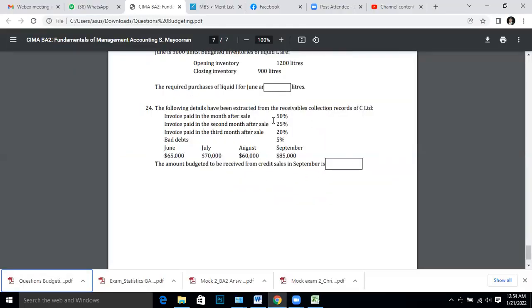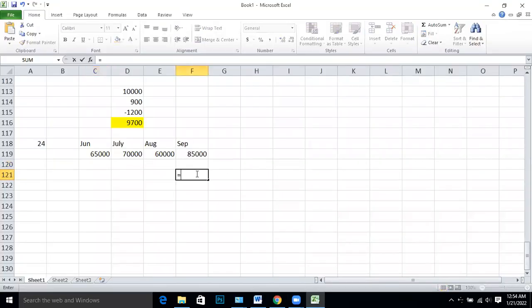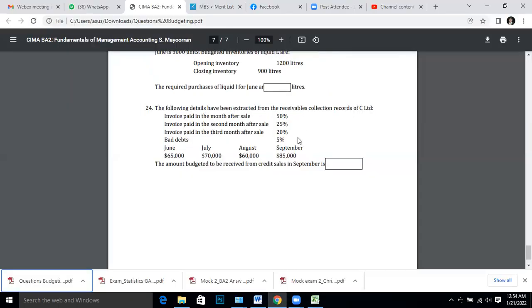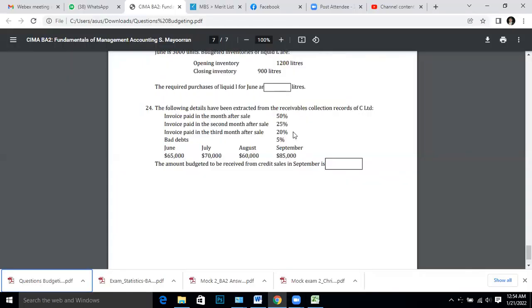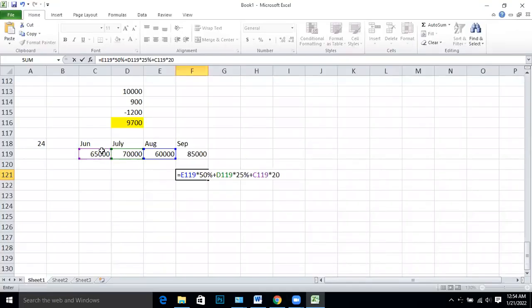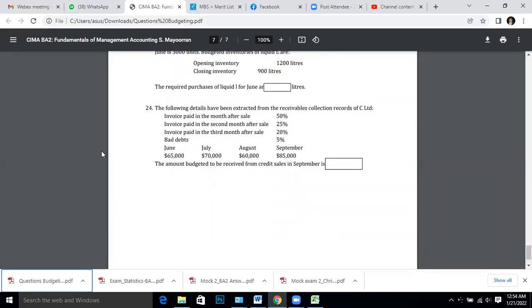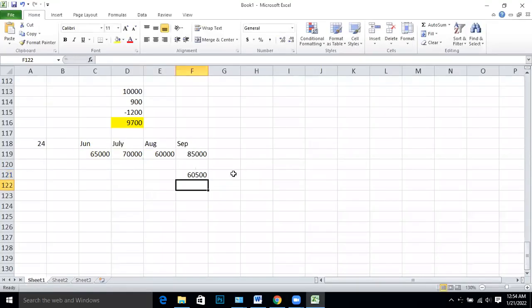Paid in the month after sales 50%. Second month after sale 25%. 50% from here, plus previous month 25%, plus third month after sale 20%. Correct? That is 5%. There are no discounts mentioned here. 60,500 would be the right answer for that.